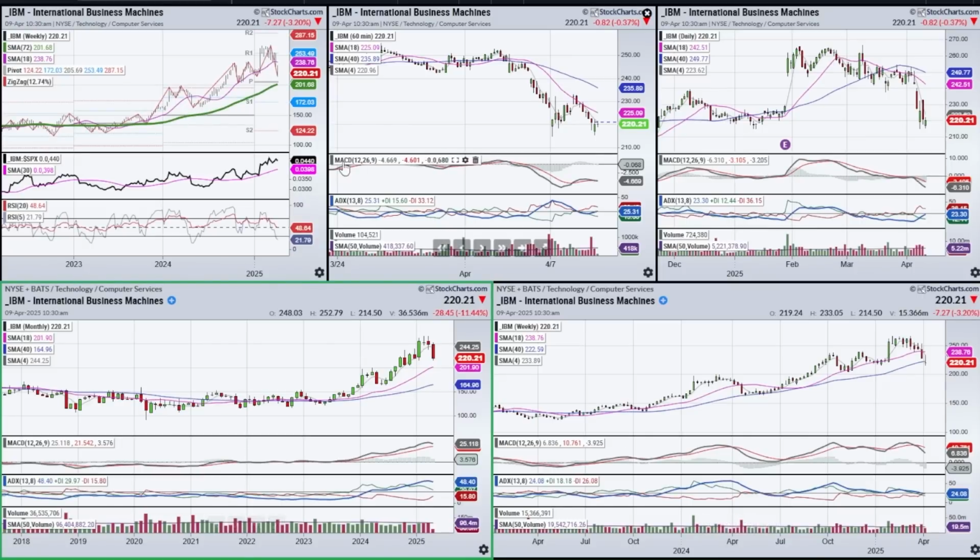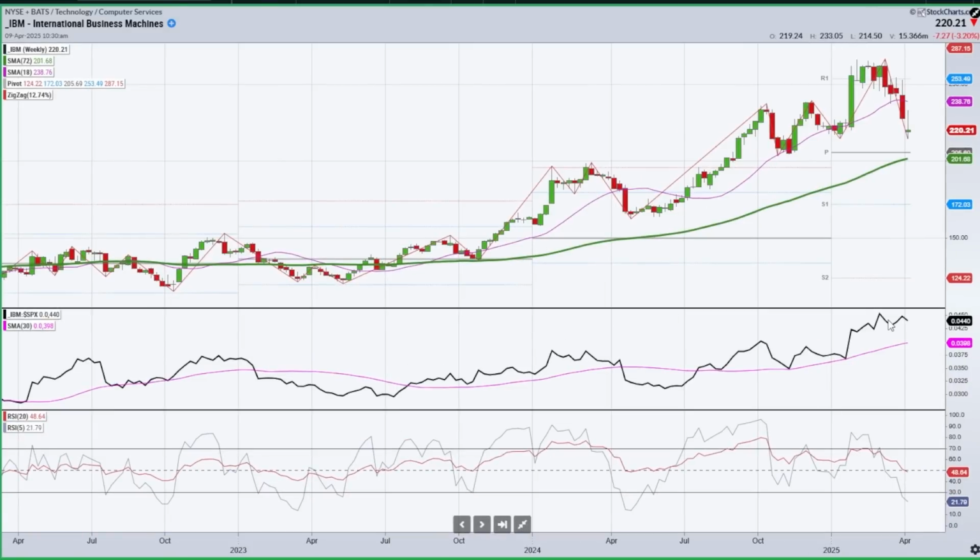IBM. So IBM is holding up really well. All right, now I think where we've got to be careful are the relative strength stocks that have been good stocks. Like this has been a really good stock. It's had a really good run here. I do think there's a lot of support in this zone. All right, so we have something that could potentially be setting up.